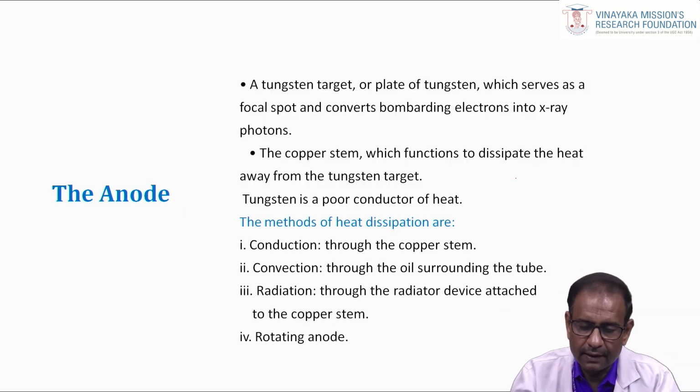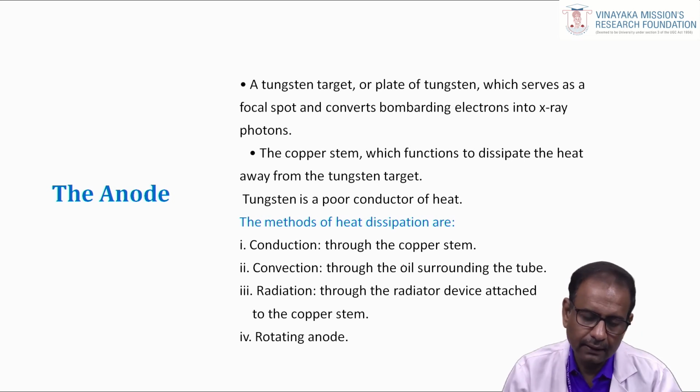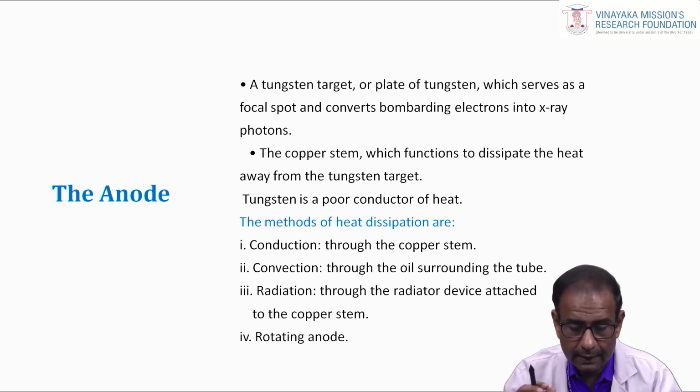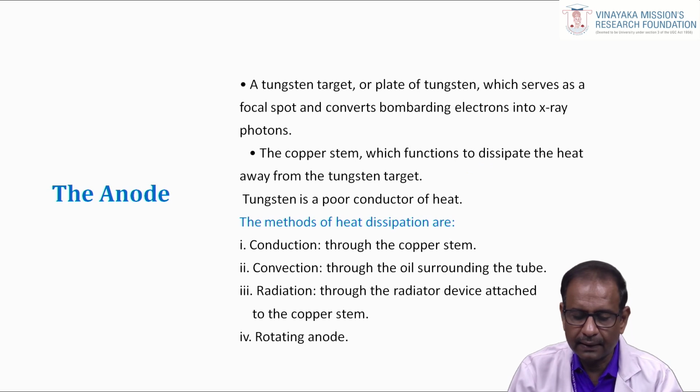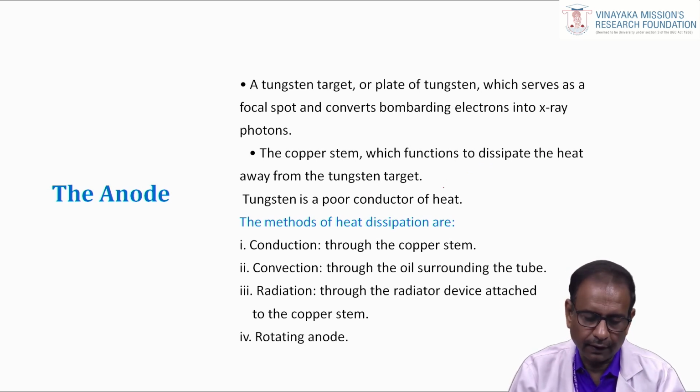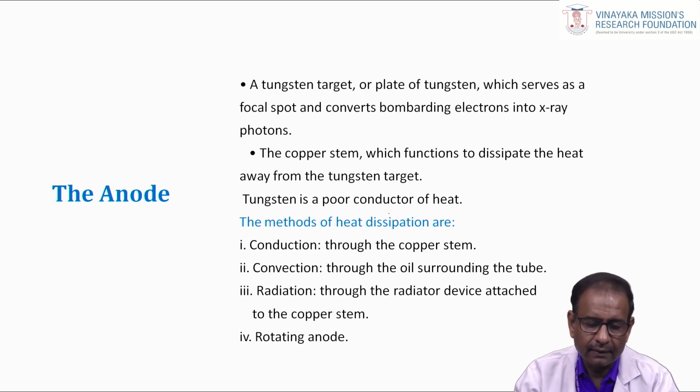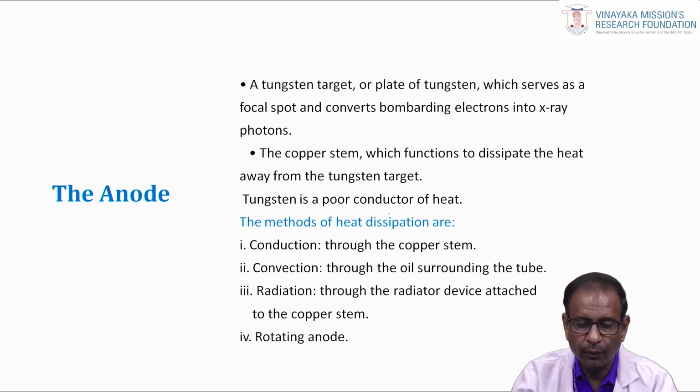The tungsten target is present in the anode, which serves as a focal spot, converting the bombarding electrons to X-ray photons. The tungsten target is embedded in the copper stem, which functions to dissipate the heat away from the tungsten target. Tungsten is a poor conductor of heat. The X-ray tube creates more and more heat actually. We need to dissipate the heat all over the area.